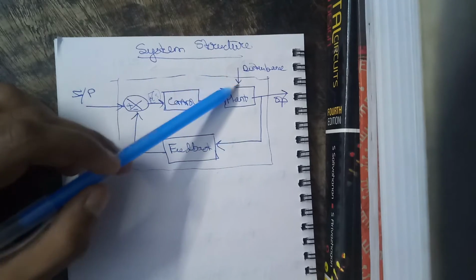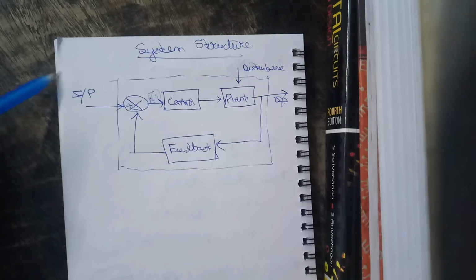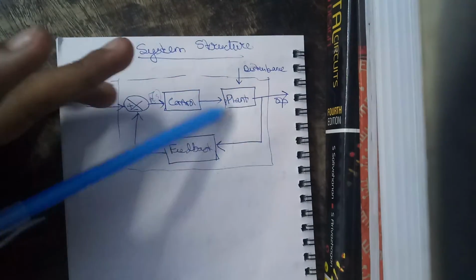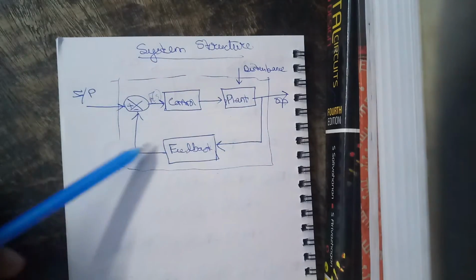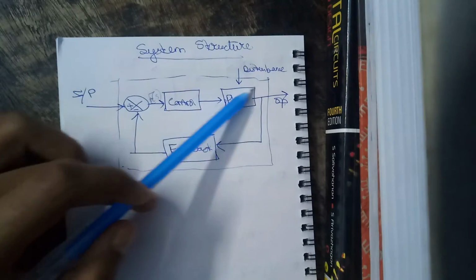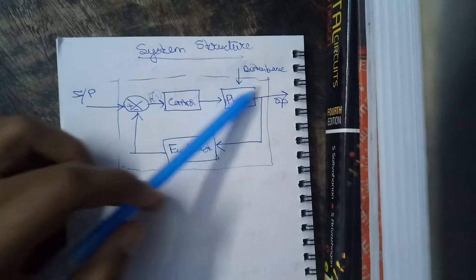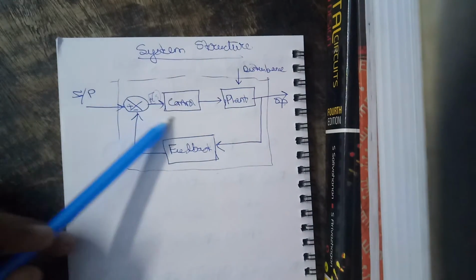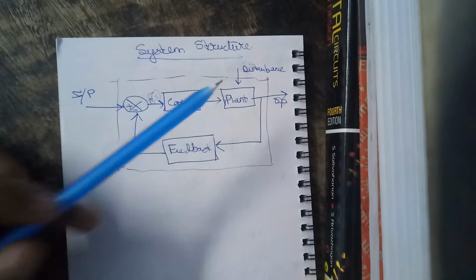The plant obviously has some disturbance, which is why the input we are giving does not come directly to the output, because of these disturbances and many other parameters. So this is the whole control system. This is a closed loop system where a feedback is given. This is the controller and this is the plant, which is the main thing.